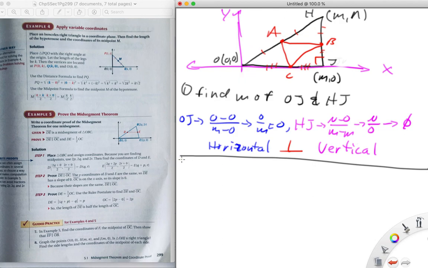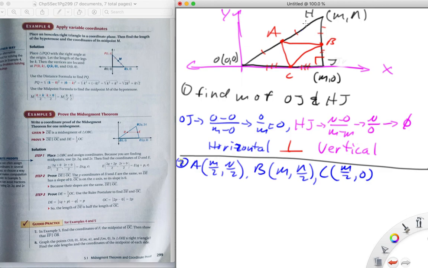Midpoint of A, that's going to be m over 2, m plus n, and n over 2. Alright, midpoint B, I'm eyeballing this. M plus m is 2m over 2, so that's going to give me m. And then n plus 0 over 2, which is going to give me n over 2. And then midpoint at C, that's going to be m plus 0 over 2 and 0 plus 0 over 2, so that's going to be m over 2 over 0.